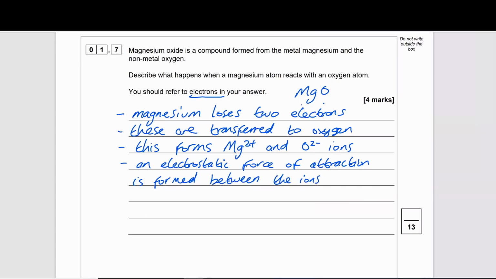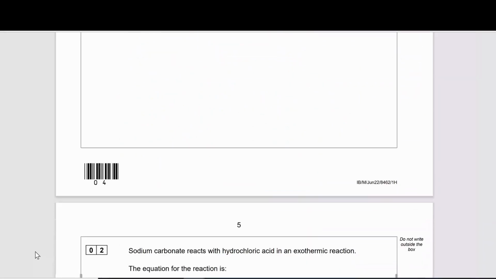So we've definitely referred to the electrons in our answer. We've mentioned what happens to the magnesium atom. We've mentioned what happens to the oxygen atom. And we've stated the ions that are formed. And that should get us our 4 marks.